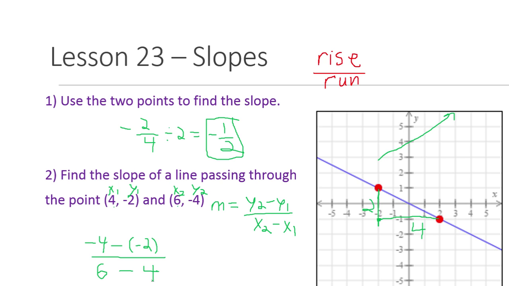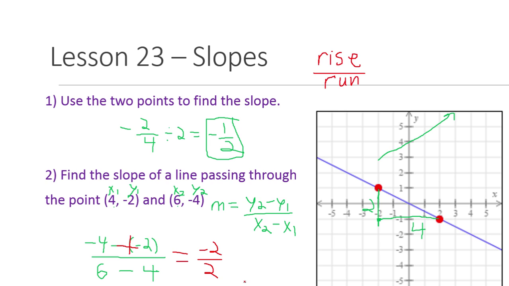Okay, so now what happens when I get to my double negatives? What happens on that? 2 negatives in a row is going to turn into a positive. And so when we do this, it's going to be -4 plus 2, okay, -4 plus 2, which ends up being -2. And then the other one, 6 minus 4, which is 2.